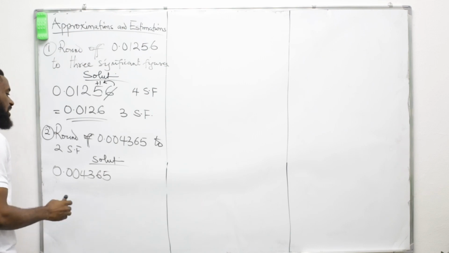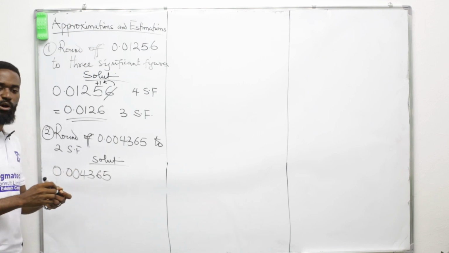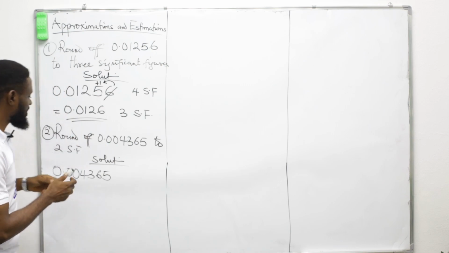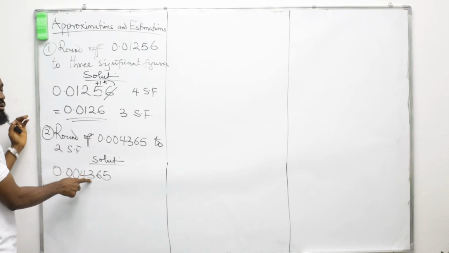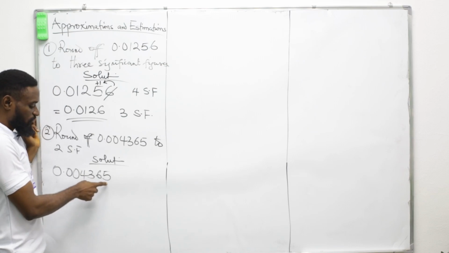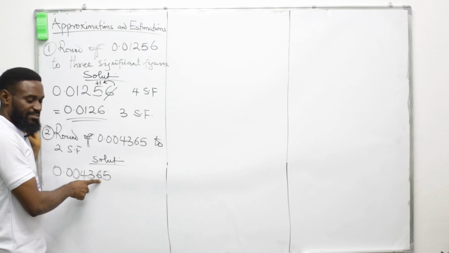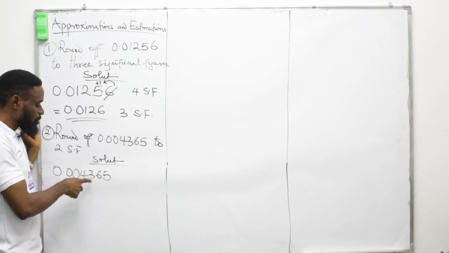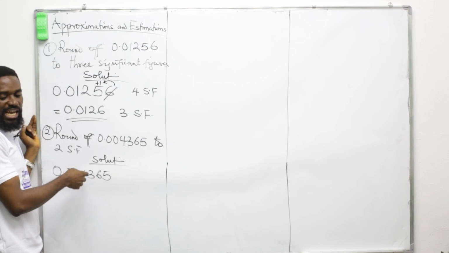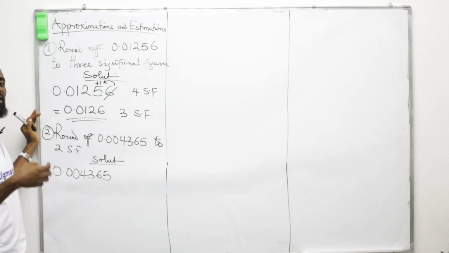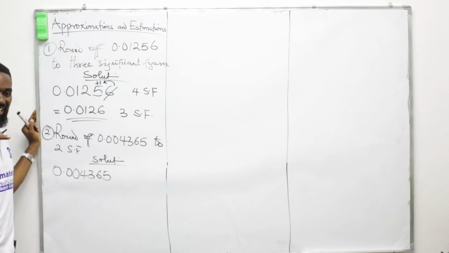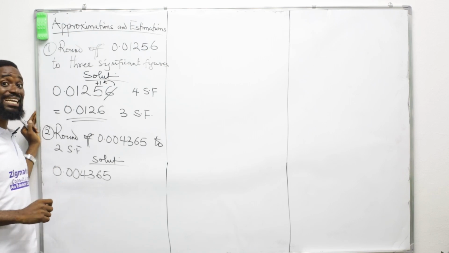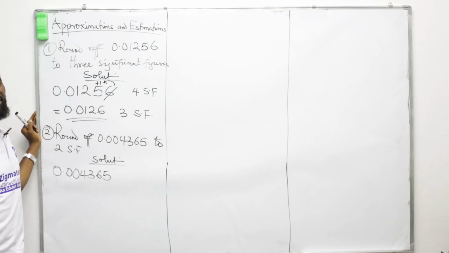0.004365. Okay? So they are asking us to do what? 2 significant figure. 2 significant figures should stop at the level of what? Where we have 3. This is 4 significant figure, 3 significant figure, 2 significant figure, and 1 significant figure. So this is 1, 2, 3, 4. So this number originally is a 4 significant figure number. So they're asking us to correct it, to approximate it, or to round it off to 2 significant figure.